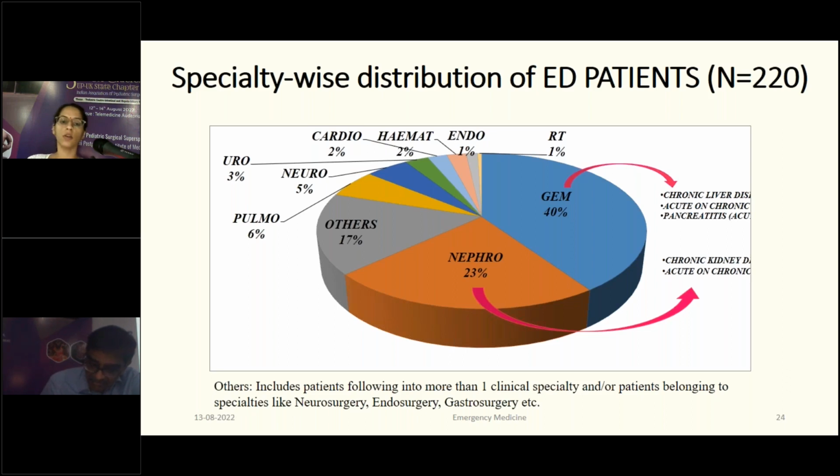6% of the patients belong to pulmonary medicine, 5% belong to neurology, 3% to urology, 2% to cardiology, 2% to hematology, 1% to endocrinology, and 1% to radiotherapy. The other patients had illnesses belonging to more than one clinical category or belonging to other specialties like neurosurgery, endosurgery, gastrosurgery, etc.